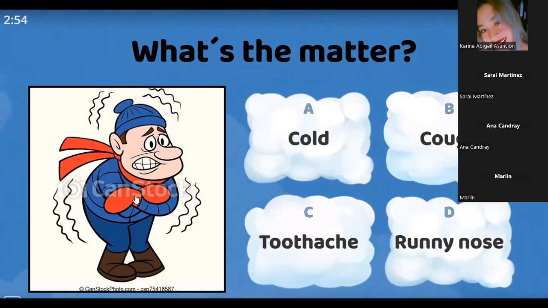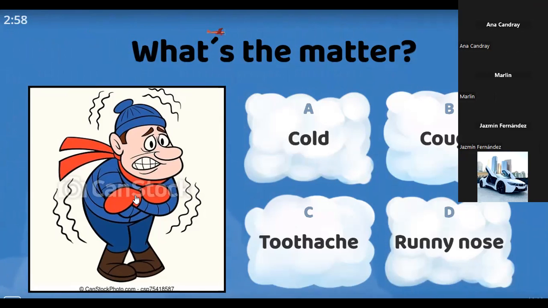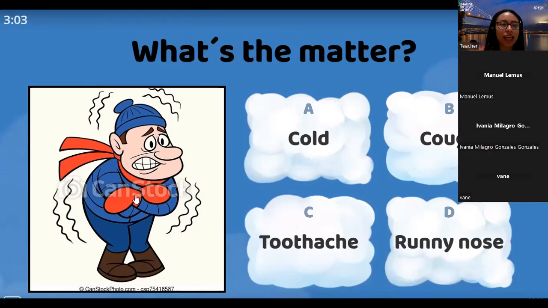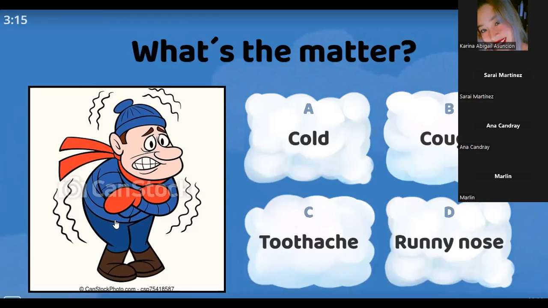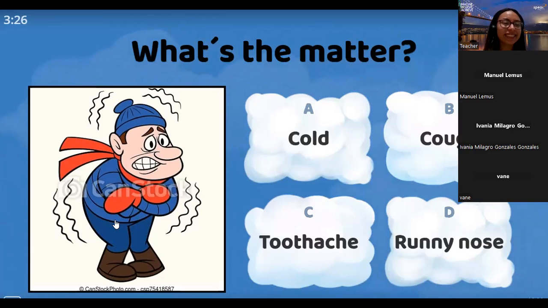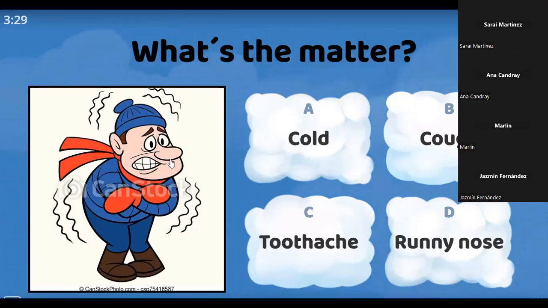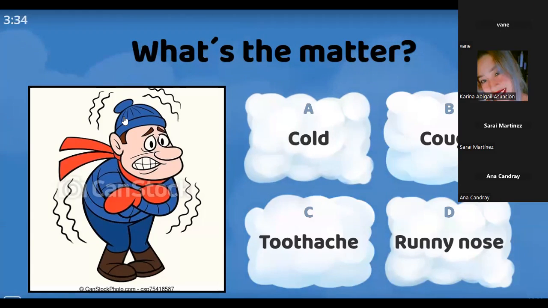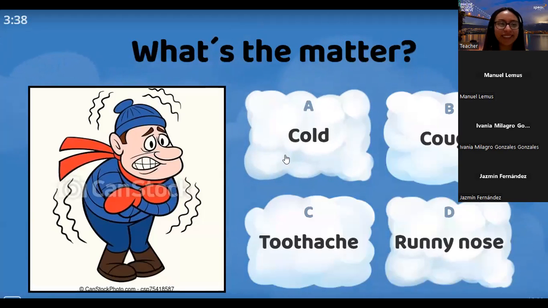So let's continue. Let me ask Sarai, what's the matter? What do you think? Look at this, what's the matter? Sarai Martinez, what's the matter? What do you think? Okay, then let's go with Jasmine, what's the matter? Look at the picture. What do you think? Letter A, cold. A cold, very good.